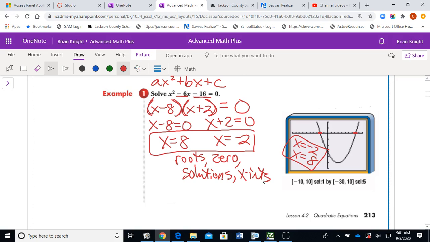I'm not really sure why they're called roots. Somebody look that up on Google for me and let me know. Maybe that's where the graph is rooted in the x-axis. That sounds really good. Let's go with that.